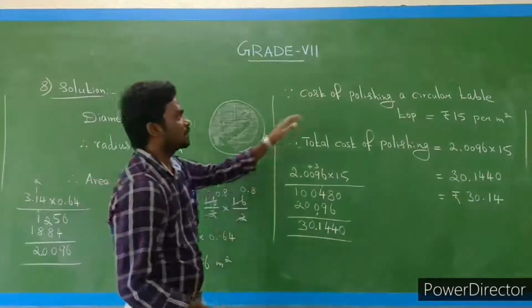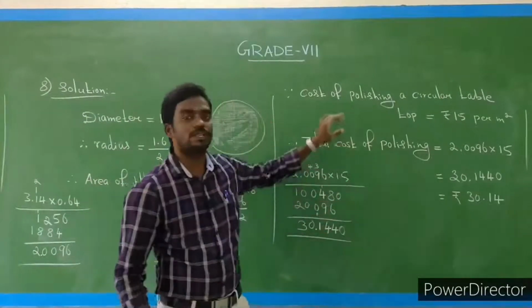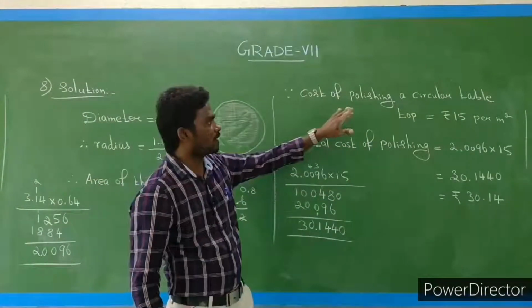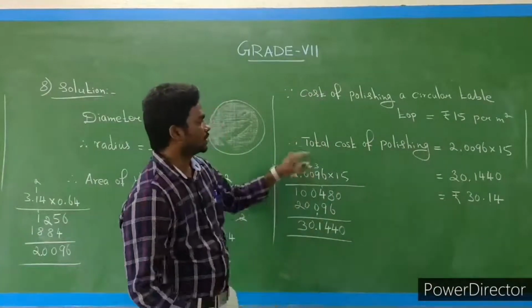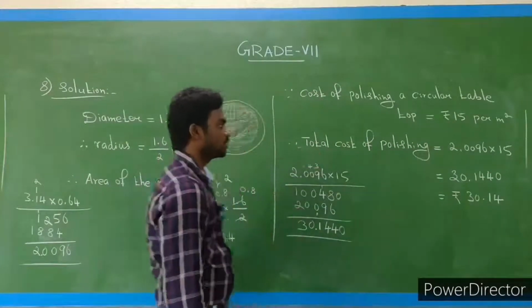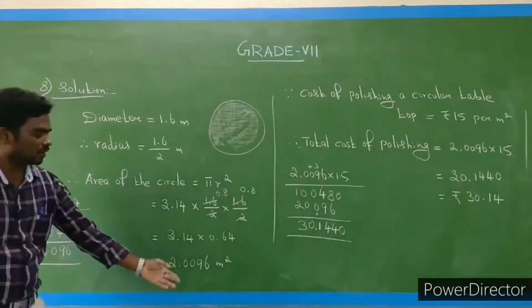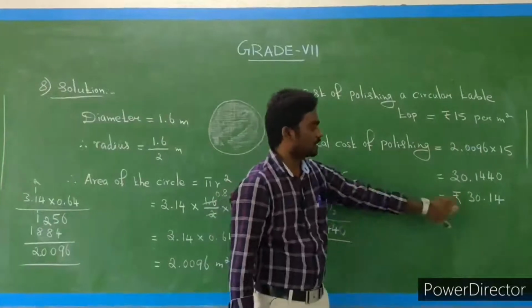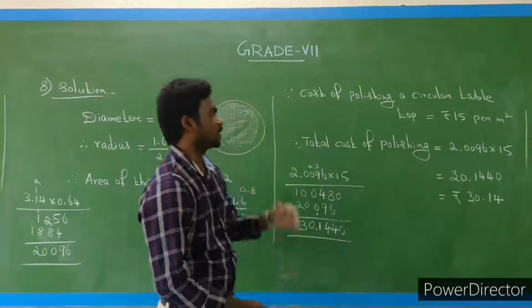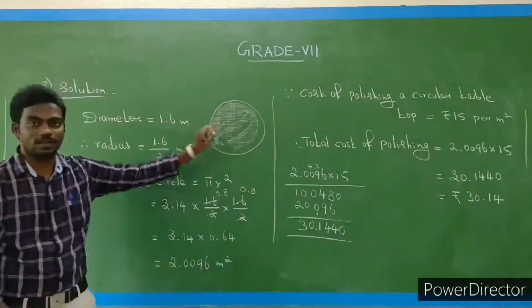So given the cost of polishing a circular tabletop is rupees 15. So the cost of polishing a circular tabletop is rupees 15 per meter square, given. Therefore the total cost of polishing is equal to the area of the circle multiplied by 15, which is equal to rupees 30.14. That is the total cost of polishing a circular tabletop.